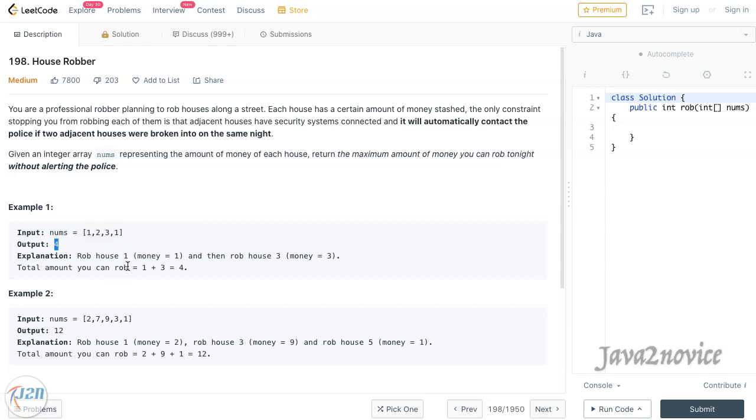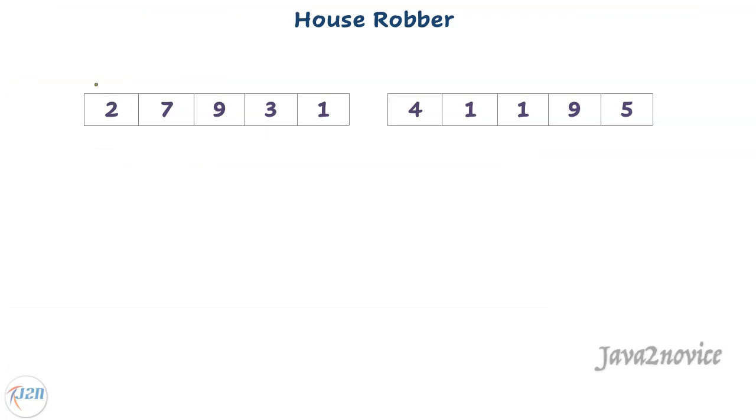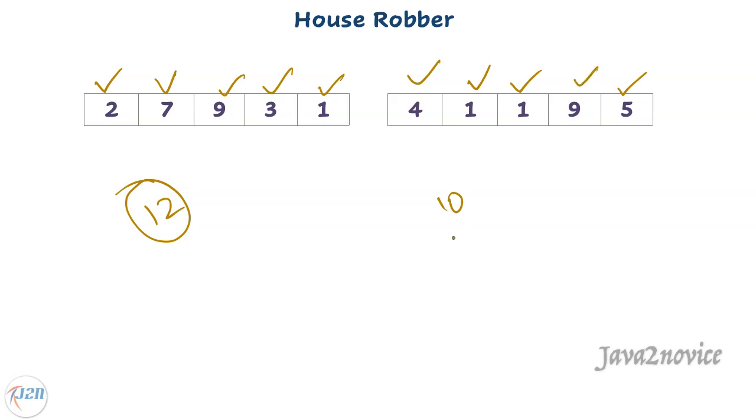Let's discuss the approach now. Let's take this array. 2 plus 9 plus 1 equal to 12, which is bigger than 7 plus 3 equal to 10. So the answer is 12 in this case. Let's take this array. 4 plus 1 plus 5 equal to 10, or 1 plus 9 also 10, or 4 plus 9 equal to 13. We can leave these two houses in between to rob the maximum amount. So the maximum amount is 13 in this case.